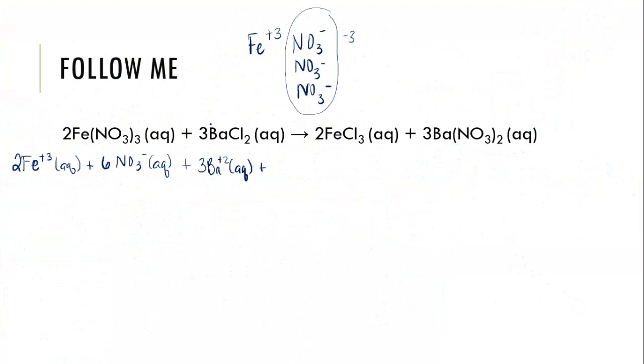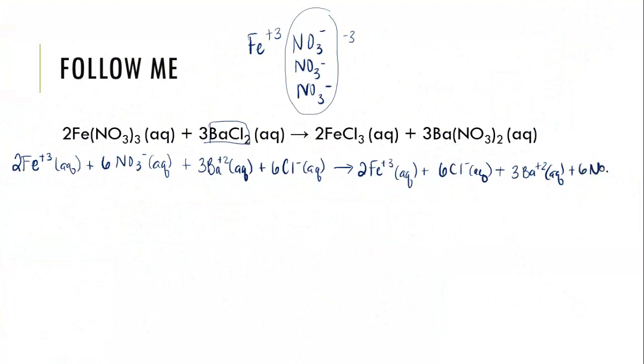There are 2 chlorines for every group right here, but I have 3 groups, so 3 times 2 is 6. There'll be 6 chlorides. Iron: if you have iron 3 plus on this side, it's still iron plus 3 over here. It can't change what it is. There's 6 chlorine again. I may run out of room. There are 3 bariums, still plus. And then there's going to be 6 nitrates once again.